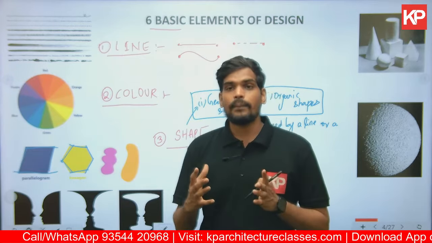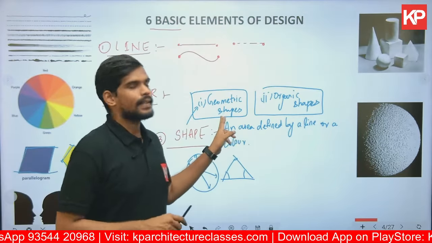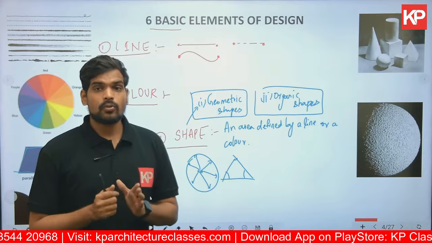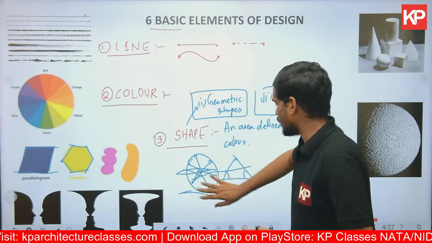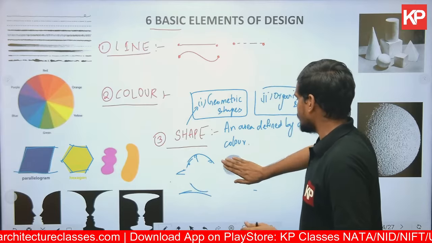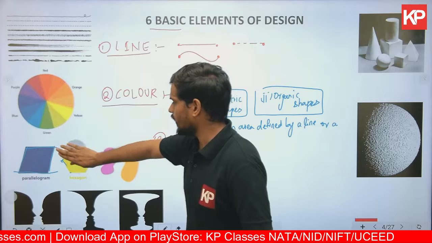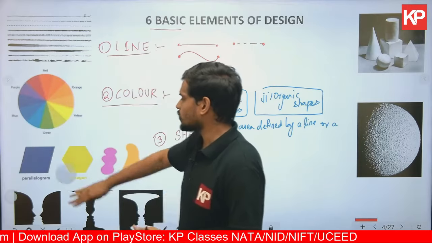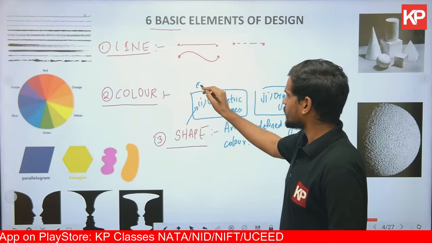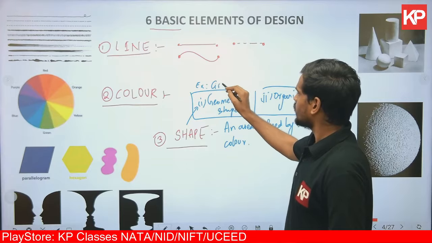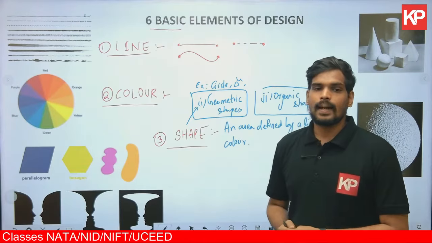So any shape which is following some rule of geometry is called a geometric shape. So geometric shapes are those shapes which are following some rule of geometry, like it could be a circle, it could be a triangle, it could be a parallelogram, or a hexagon like we discussed over here. So that is the first group, that is geometric shapes. So you can write examples of geometric shapes include circle, triangle, etc. So these are the examples for geometric shapes.